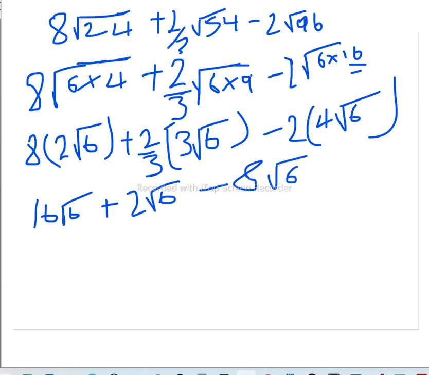Then we can simply add or subtract these numbers, because we have the same index and the same radicand, as we see all have 6.